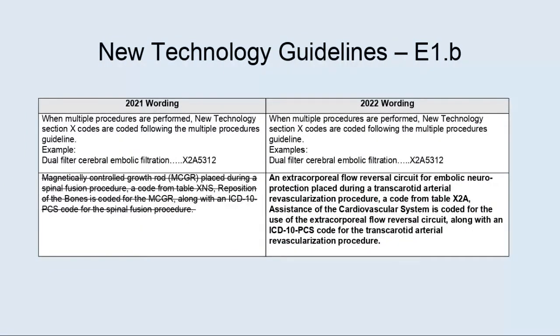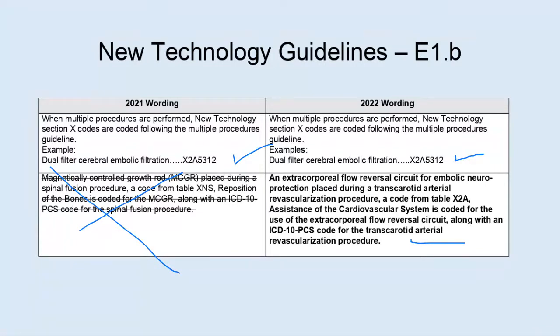So also in the new technology guidelines, and again talking about whether you do one code or two, there's an example. Multiple procedures using new technology codes are coded following the multiple procedure guidelines. So they use the same example, the dual filter cerebral embolic filtration, but they deleted this one and they added this one. Now this code was a valid code in 2021, but they just changed it to make this the example rather than the magnetically controlled growth rod.